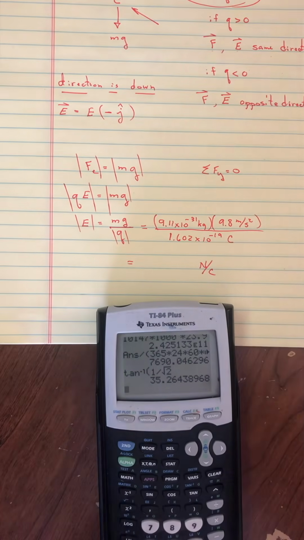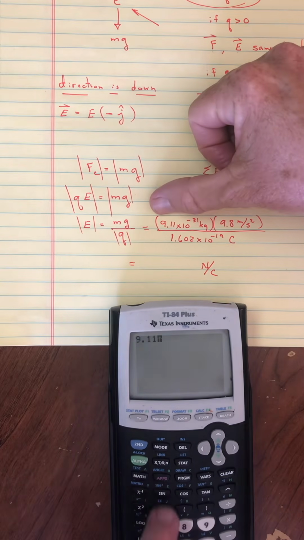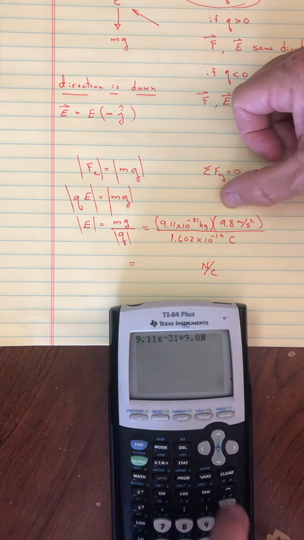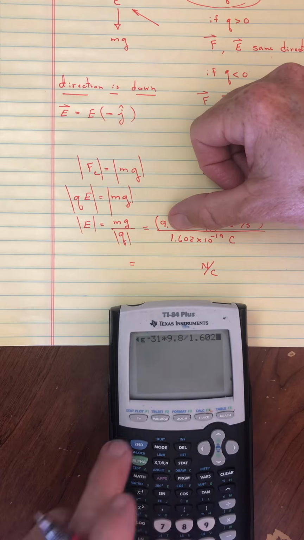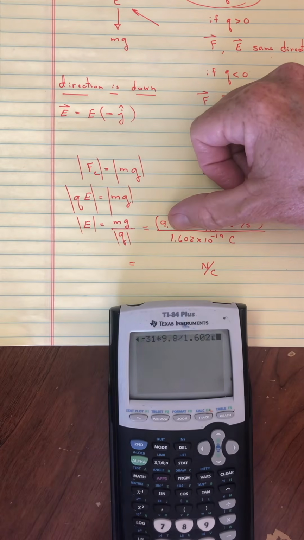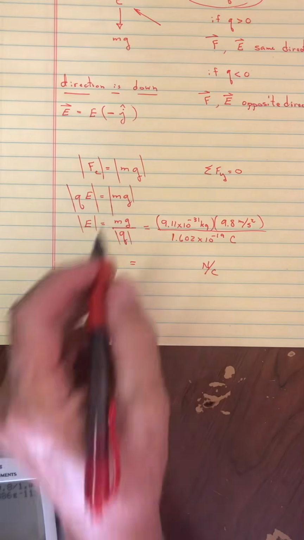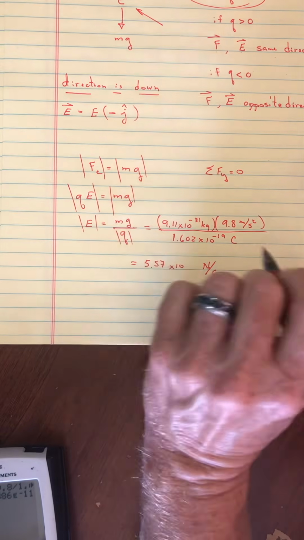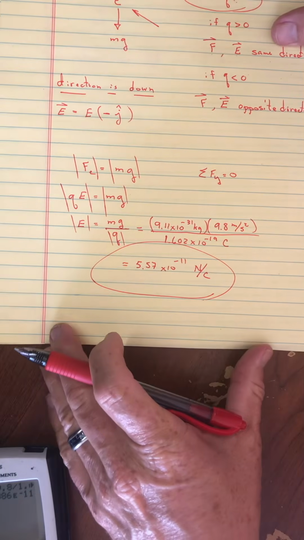Okay, so grabbing my calculator here, 9.11 times 10 to the negative 31 for its mass, times 9.8, divided by 1.602 times 10 to the negative 19. And we're looking at 5.57 times 10 to the negative 11 for the magnitude.